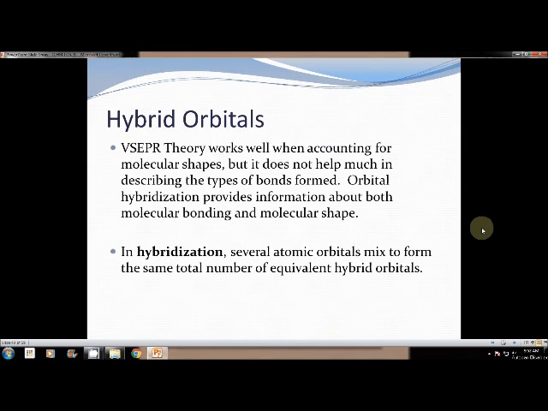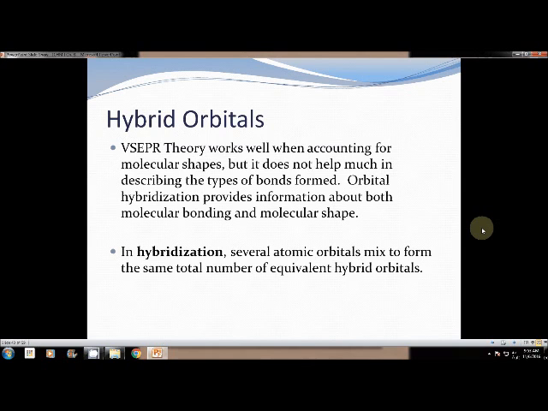Hybridization in this video will help you to finish up the VSEPR theory assignment that we started with video 3. So next we need to talk about hybrid orbitals. VSEPR theory works well when accounting for molecular shapes, but it doesn't help very much when describing the types of bonds formed. The orbital hybridization provides information about the molecular bonding and the molecular shape. So in hybridization, several atomic orbitals mix to form the same total number of equivalent hybrid orbitals.